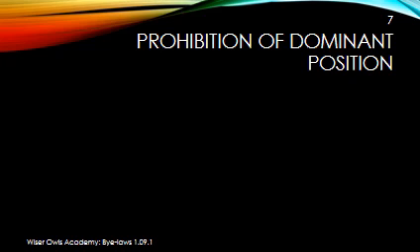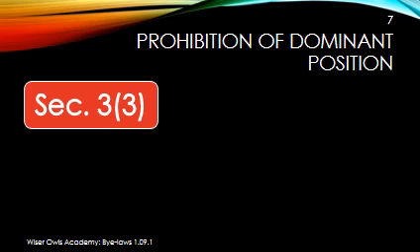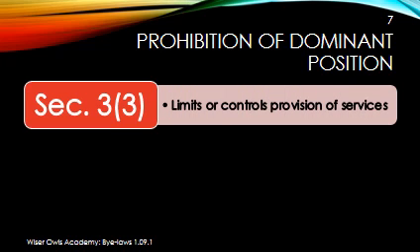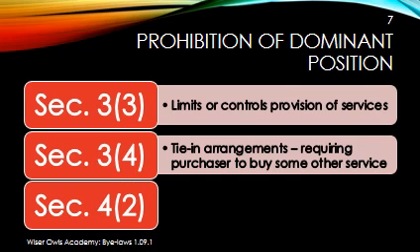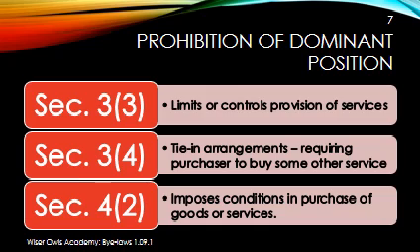What exactly is meant by prohibition of dominant position? What really is meant is that any action which limits or controls the provision of services. For example, if you tie in an agreement that these flats will be serviced, maintained, or any such service will be provided by one and only one organization, then you are in violation of section 3(3). Similarly, any form of a tie-in arrangement which requires the purchaser to buy some other service is also strictly against the law. Looking at section 4, if any condition imposes conditions in the purchase of goods and services, once again that's a violation and that comes under the ambit of dominant position.